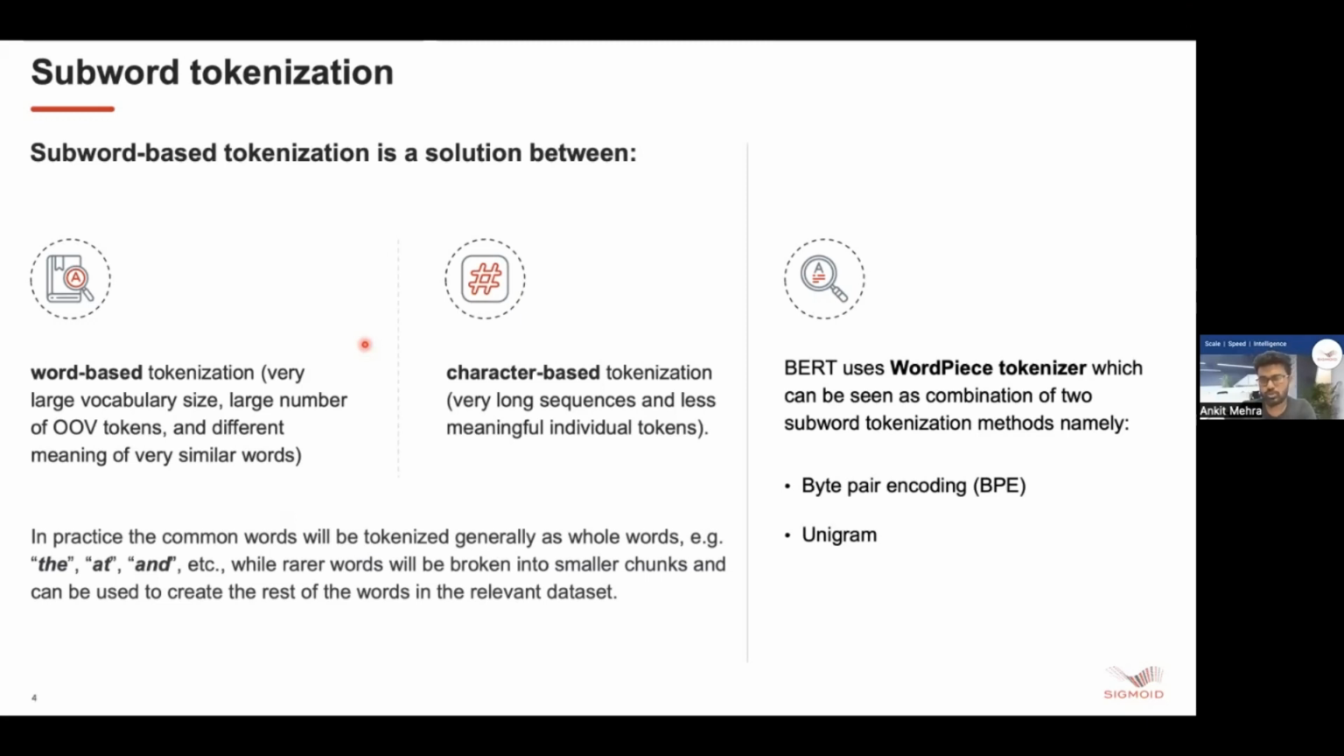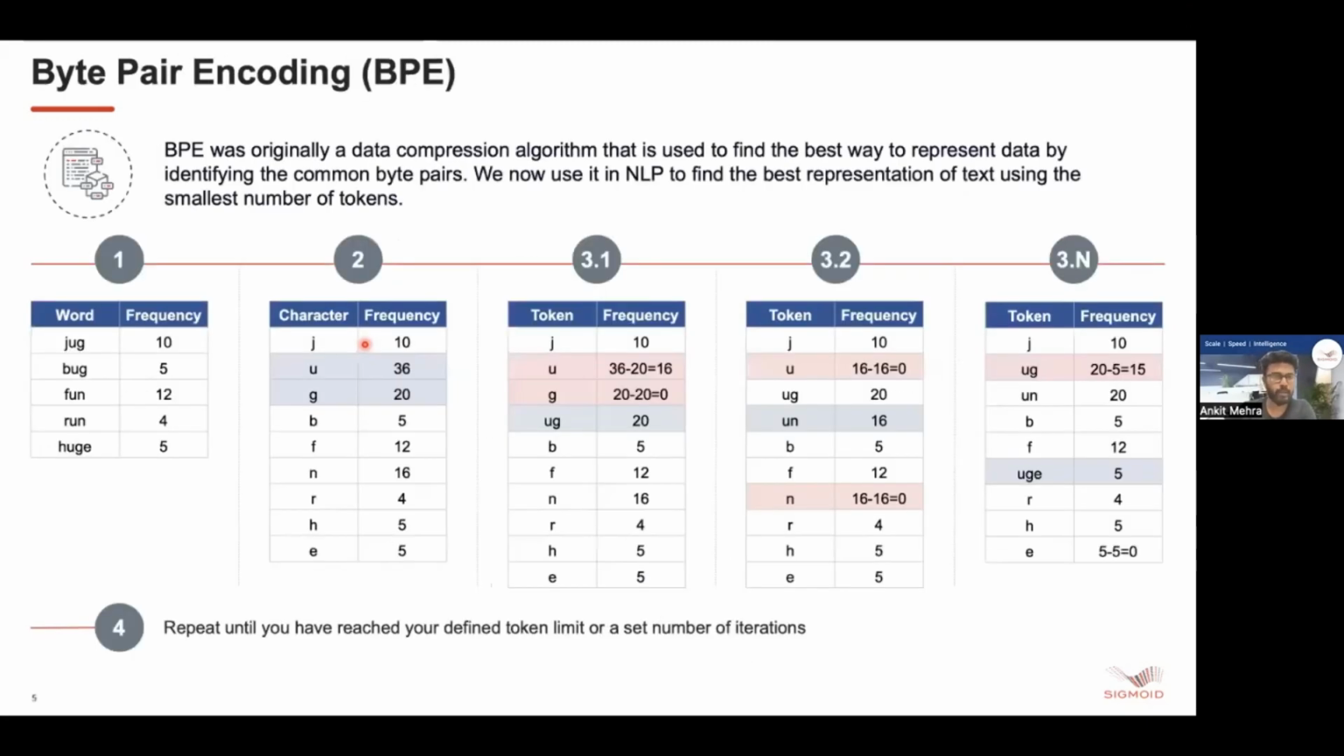BERT uses WordPiece tokenization method, which can be seen as the combination of subword tokenization methods, namely Byte Pair Encoding and Unigram. Now let us look at what is Byte Pair Encoding. So Byte Pair Encoding is originally a data compression technique which uses most common byte pairs to represent the data.